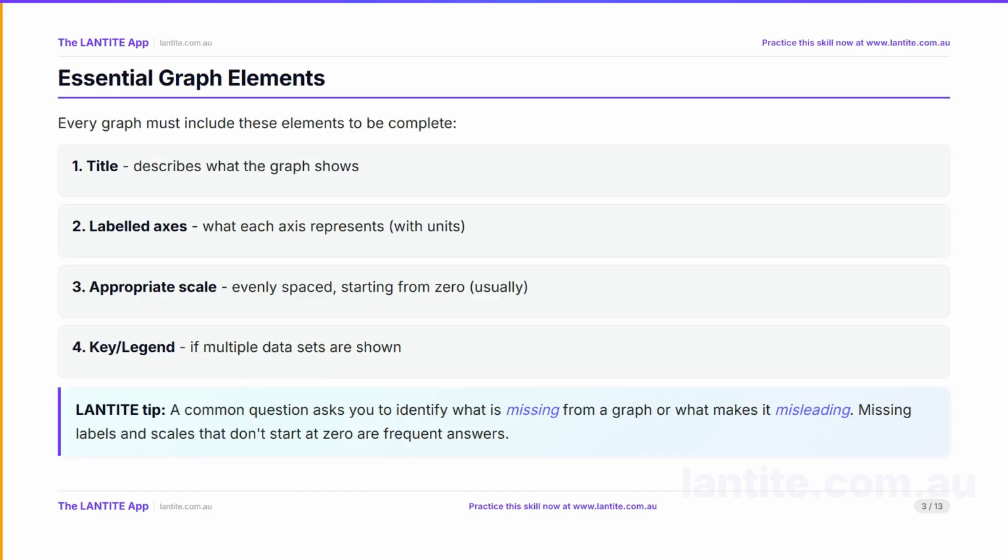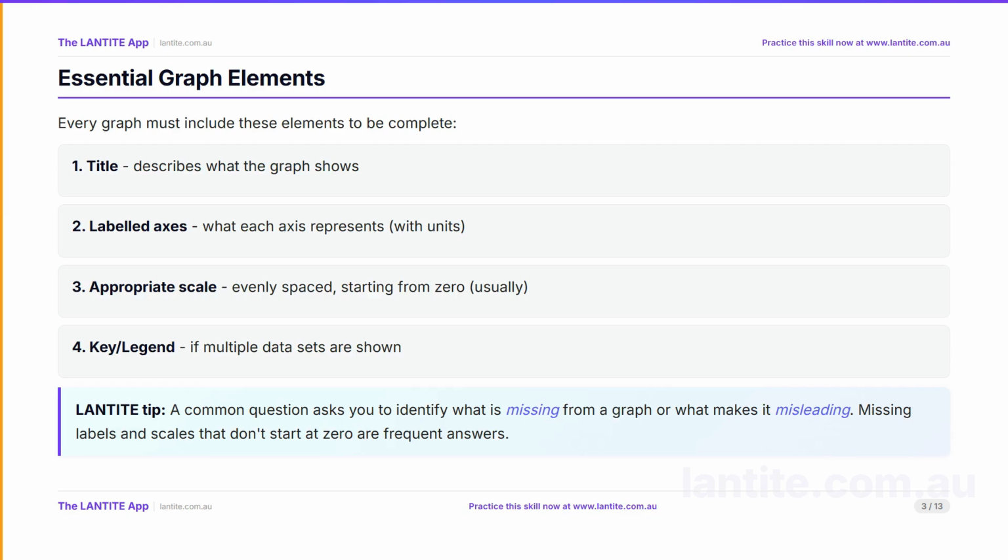Before we create any graphs, let's talk about what every graph needs. First, a title that tells the reader what the graph is about. Second, labeled axes with units. The horizontal axis and the vertical axis must both be labeled. Third, an appropriate scale with even spacing, usually starting from 0. And fourth, a key or legend if you're showing more than one dataset.